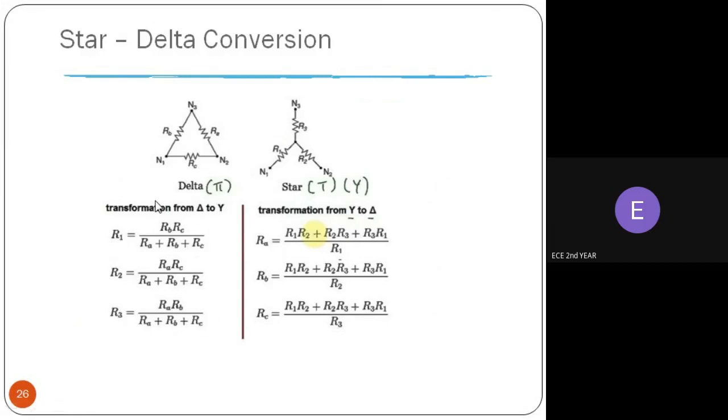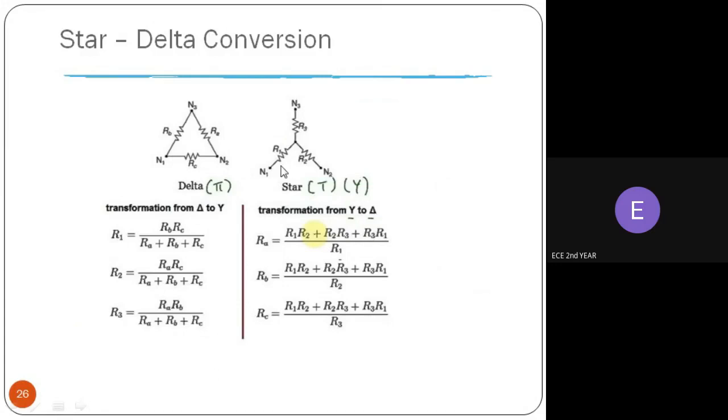R2 can be calculated as RA into RC divided by RA plus RB plus RC. R3 can be calculated as RA into RB divided by RA plus RB plus RC. So this is the formula to convert delta into star connection. And the next one is star to delta connection.